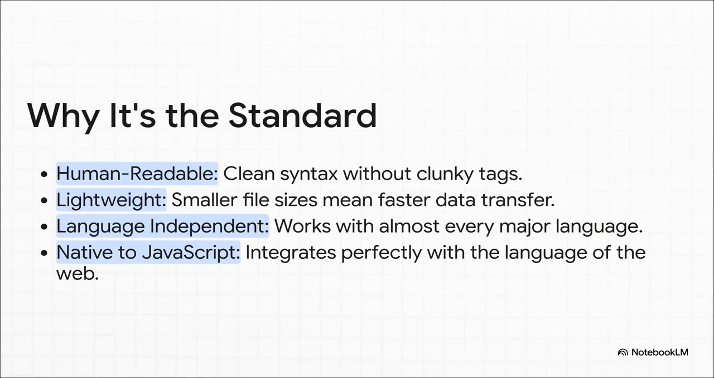So to wrap this part up, JSON just totally hit the sweet spot. It's simple enough for a human developer to glance at and know exactly what's going on, but it's also perfectly structured and lightweight, which makes it super efficient for computers to read and process. It's really the best of both worlds. Easy for humans, fast for machines.